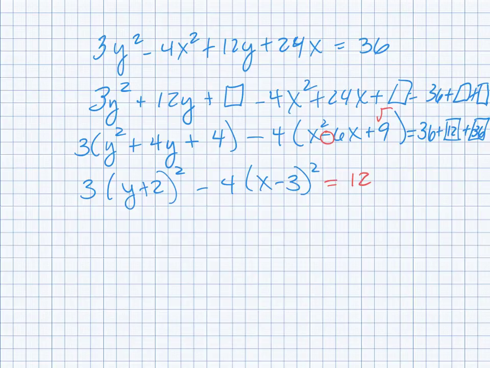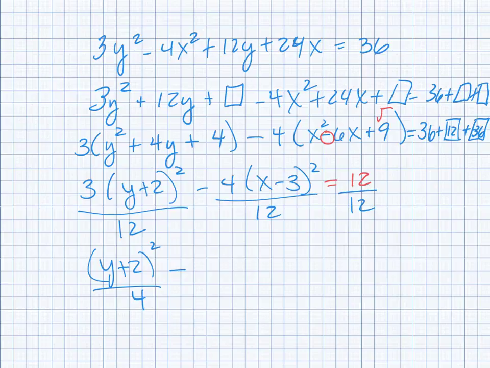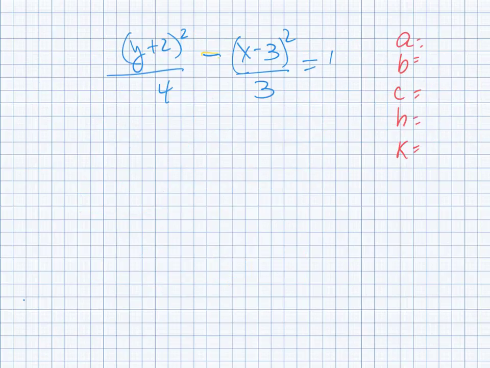So when we look at our formula sheet, a hyperbola, that's not the way the formula reads on our formula sheet. It has to be equal to 1. So we have to divide everything by 12. And we get y plus 2 squared over 4 minus x minus 3 squared over 3 equals 1. K is going to be negative 2 because it's the one next to the y, and it's the opposite of, yes? H is going to be positive 3.